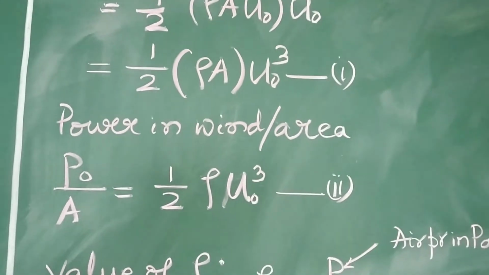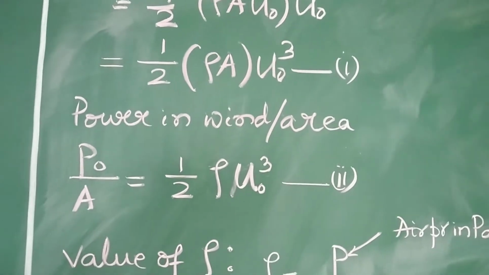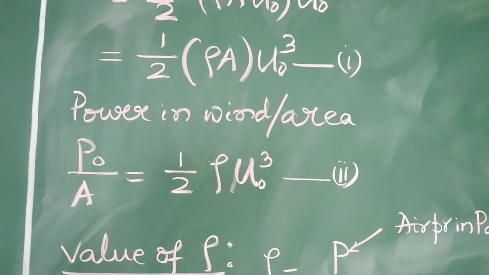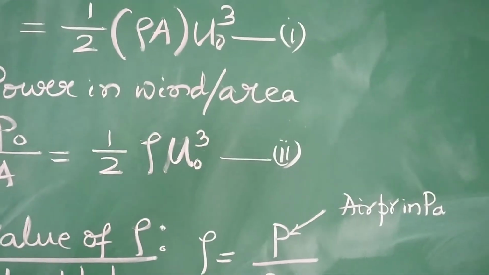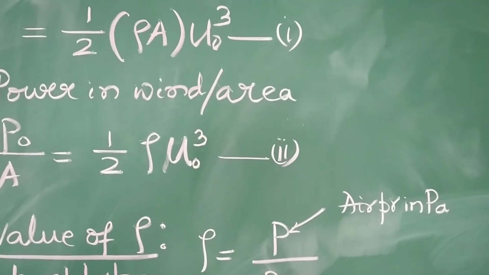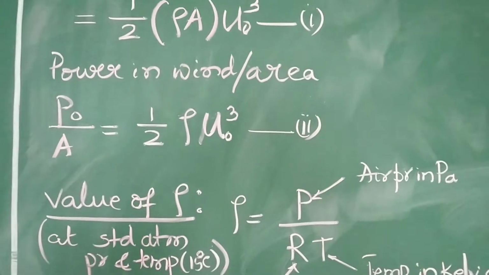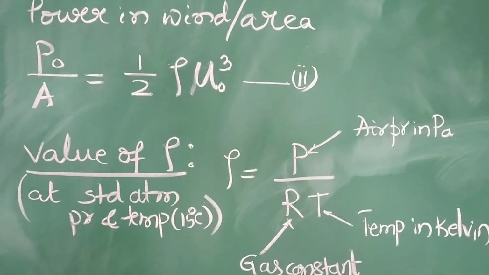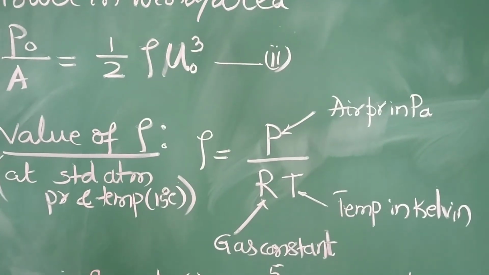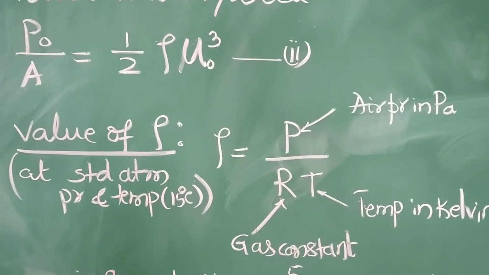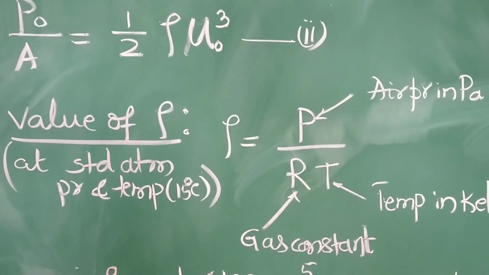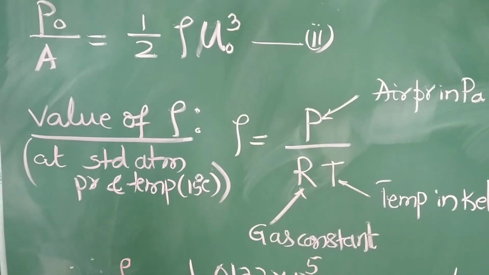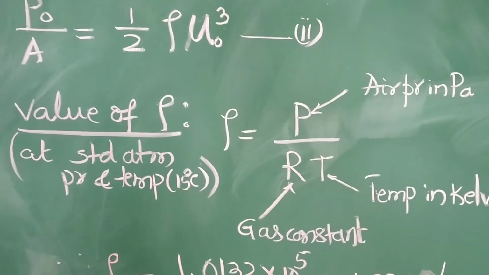Now, for power available in wind per unit area, you need to take A to the left hand side. P naught by A equals half into rho into U naught cube. Then what is the value of density of air at standard values? What are standard values? 1 standard atmospheric pressure, 1.0132 bar, and temperature is assumed as 15 degrees centigrade.